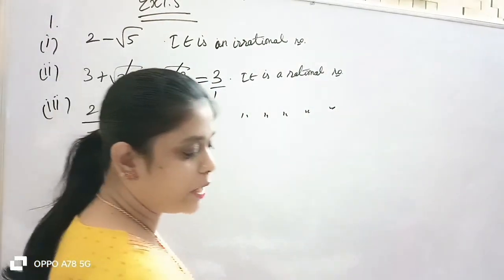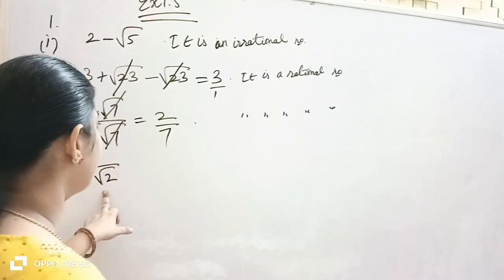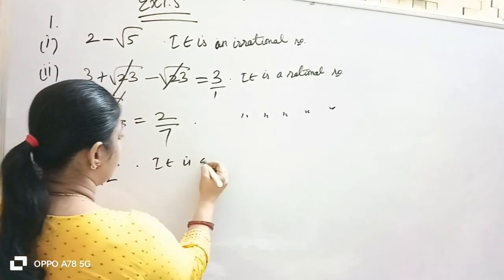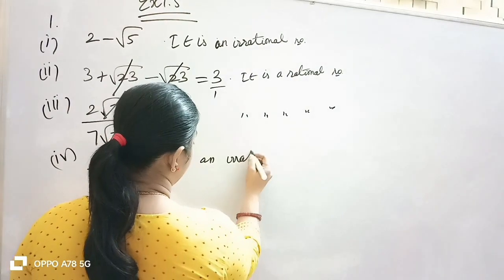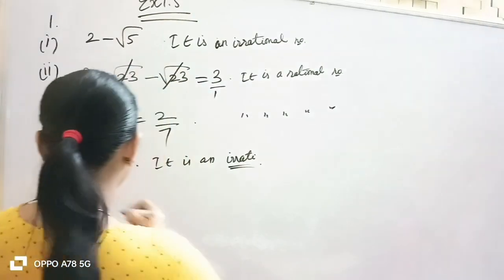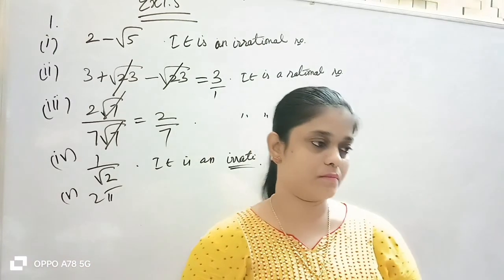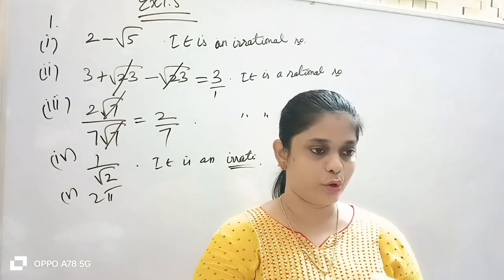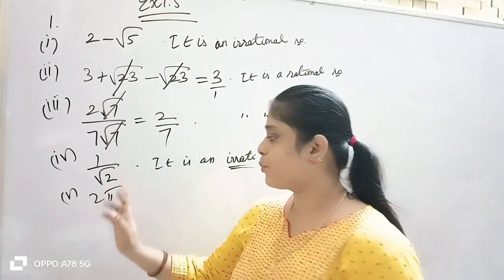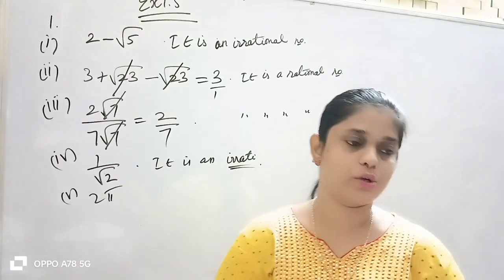Okay, next, 1 by root 2. It is definitely irrational. Next, 2 pi. Is it also irrational? 2 pi means 3.14, it does not end, it is going on. Even if it ended after two digits, it is irrational. Wherever pi comes, pi cases, you can know it is irrational.